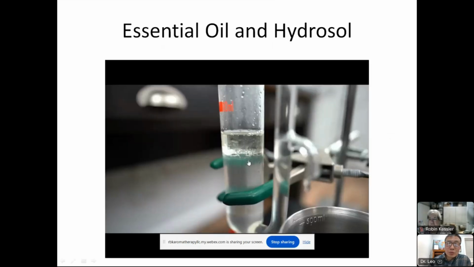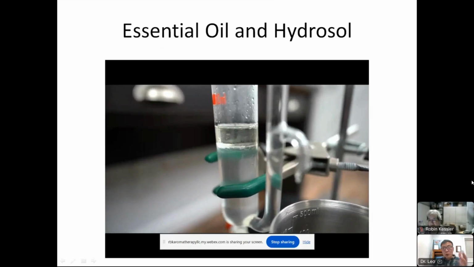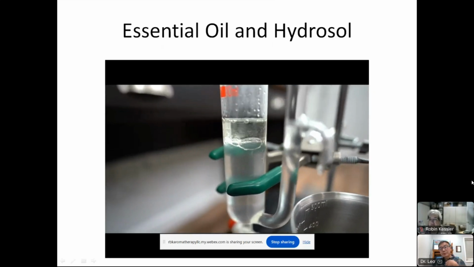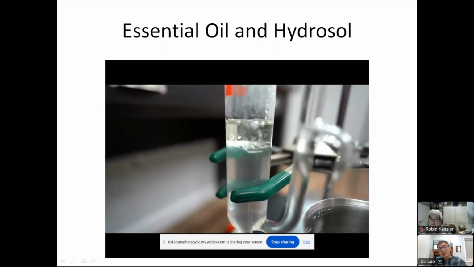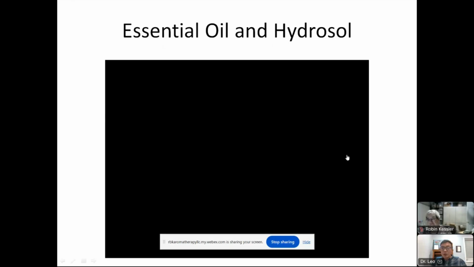There's a short video just showing you the device. It's called an oil separator. You can see on top that is oil. That's lavender essential oil floating on top of the hydrosol.